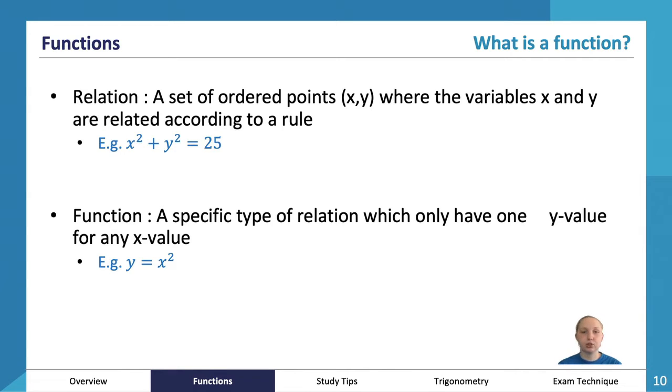And that is still a function, right? So you can have the same y value for two different x values, so long as no single x value has more than one y coordinate. So that is how you tell the difference between a relation and a function. We're going to look a little bit further at how we can tell the difference between relations and functions when we're looking at graphs as well.